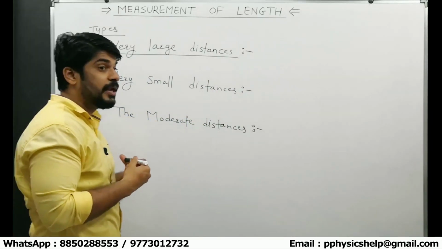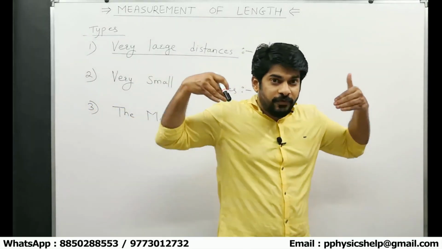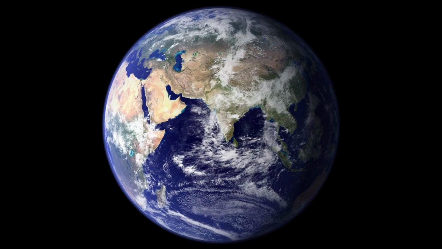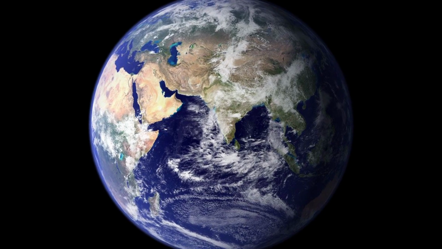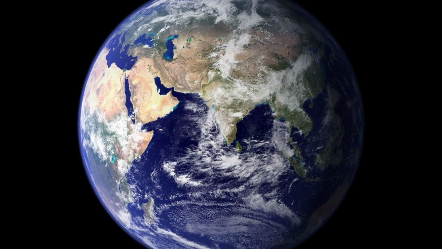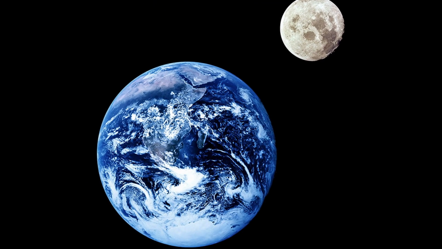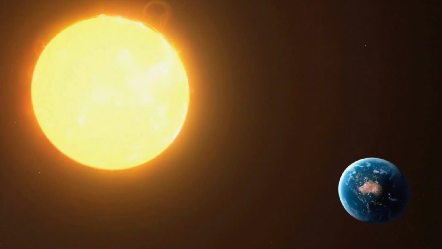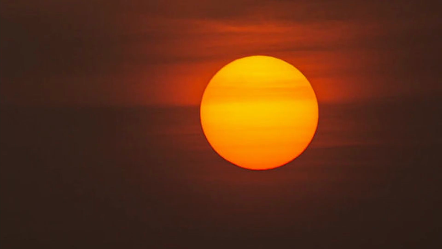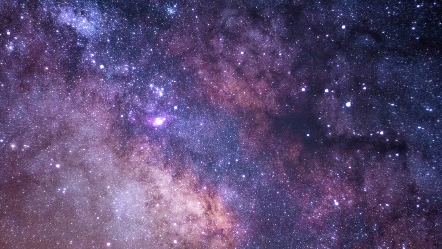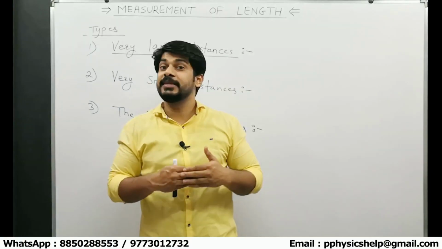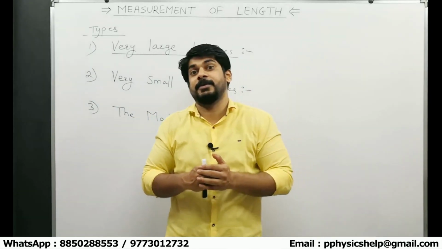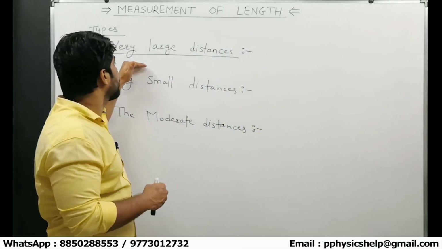So the first one is very large distances. Now what do you mean by very large distances? For example, with respect to us, the size of the earth, isn't it very large? The diameter of the earth is very large. The distance from the earth to the moon, isn't it very large? It's a very long distance. The distance from the earth to the sun, the size of the moon, the size of the sun, the distances to the stars, these are pretty big distances. They are very, very big distances. Such distances can be called large distances.